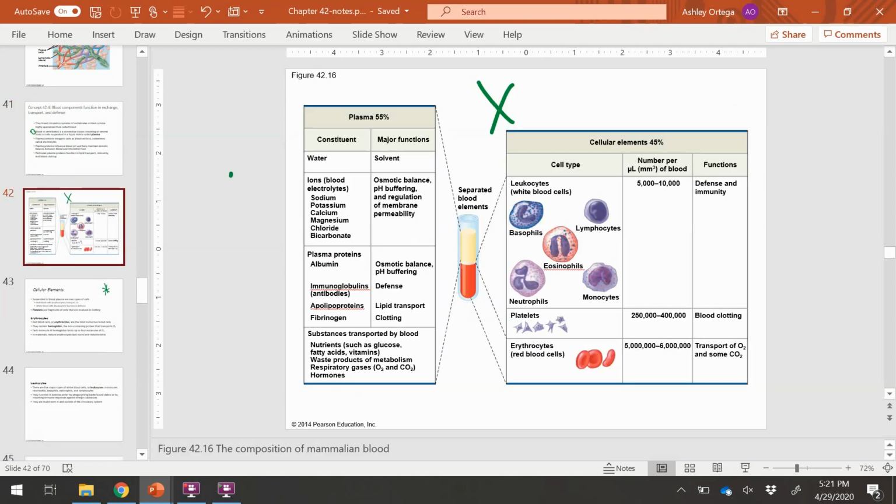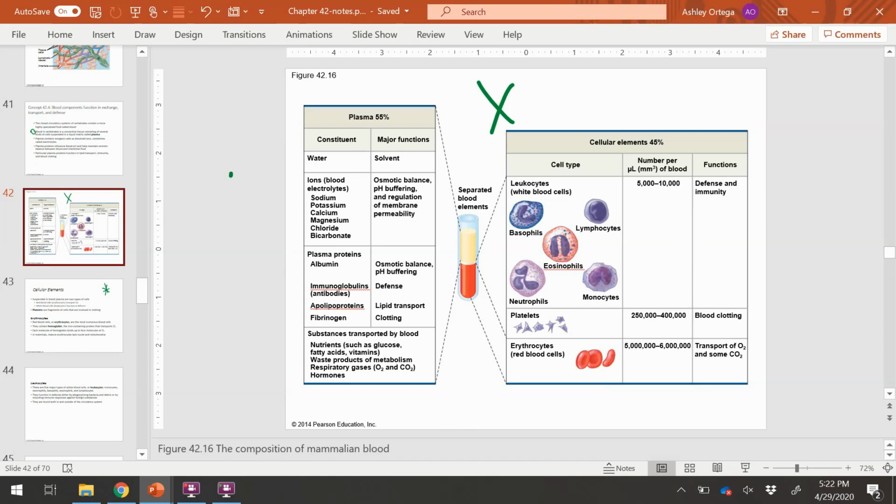So here's a diagram of the plasma and the cellular elements that make up blood. For us, we want to understand what plasma consists of. It consists of water, ions, proteins, and other substances, other nutrients, waste products, gases, and hormones. The individual examples you see in this chart, you do not have to memorize.